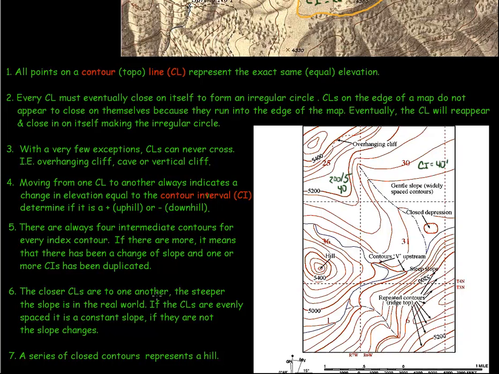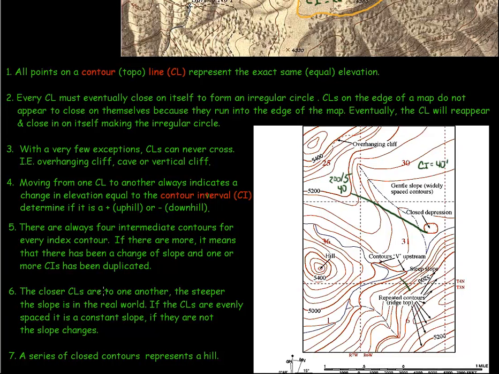The closer contour lines are together, the steeper the slope. If you take a look at these two lines, if we're changing by 40 feet in this small distance right here versus this distance right there, if we have 1, 2, 3, 4, 5 lines right here in that space, and then we have 1, 2, 3, 4, 5 lines here in that space, we probably have a much steeper slope there.